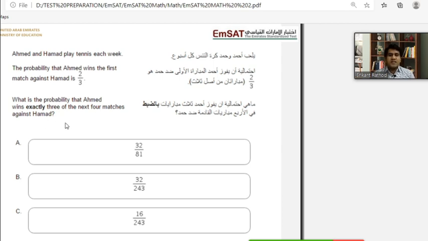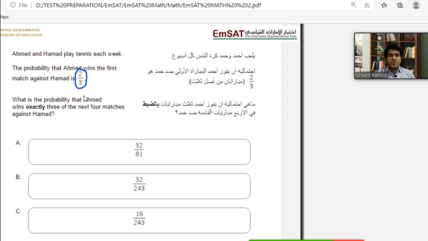So they are asking us, with the probability of Ahmad winning being 2/3, what is the chance that Ahmad wins exactly 3 matches out of the 4 he is going to play with this condition? As we know, the definition of probability is basically the chance, the possible outcome divided by total. That's the definition of probability.